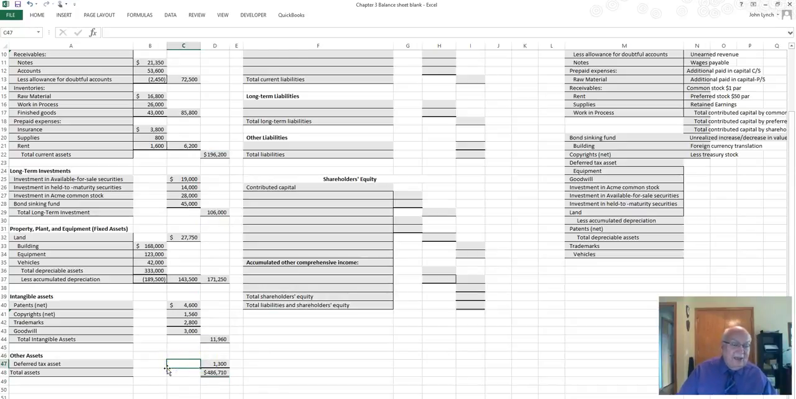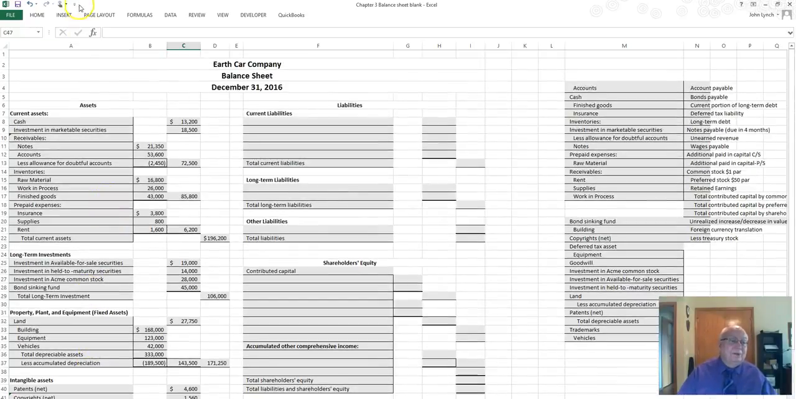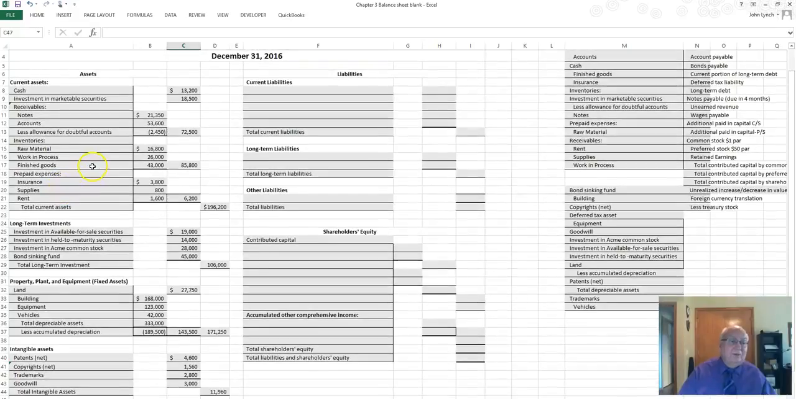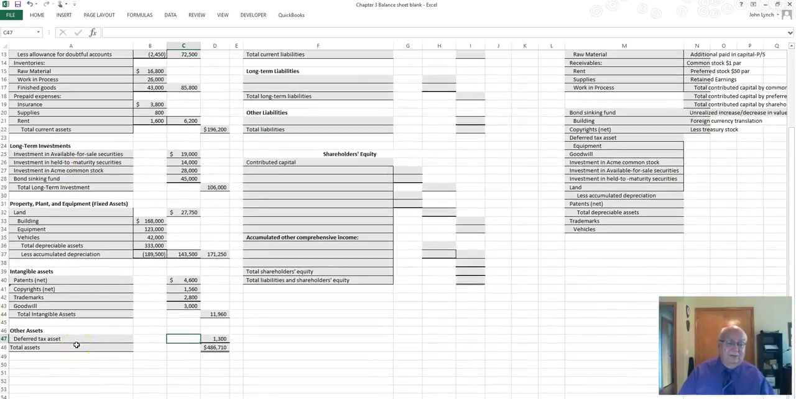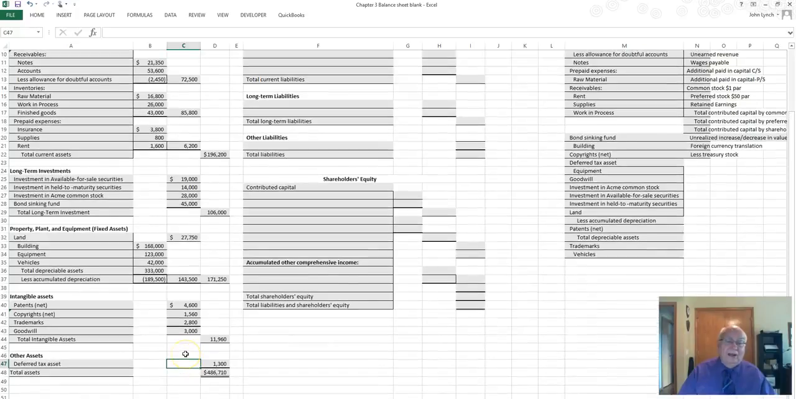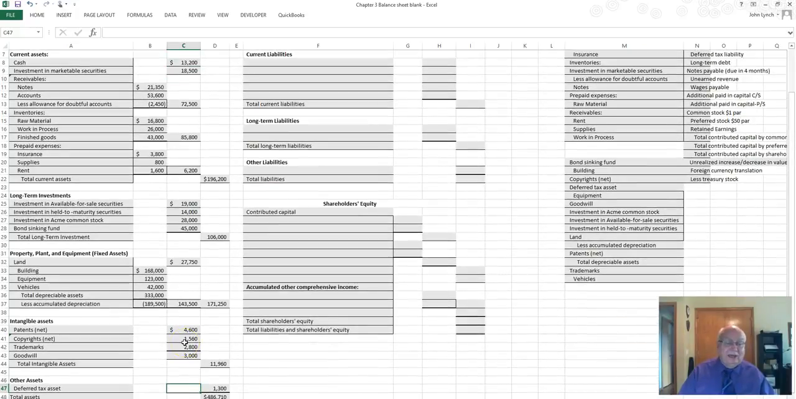That is the asset side, real quick. But your main ones are current assets. What you had before is current assets and plant and equipment. And we've added long-term investments and intangible assets and other. So hope that helps. And like I said, the next one will be the liability side, and I'll start here.